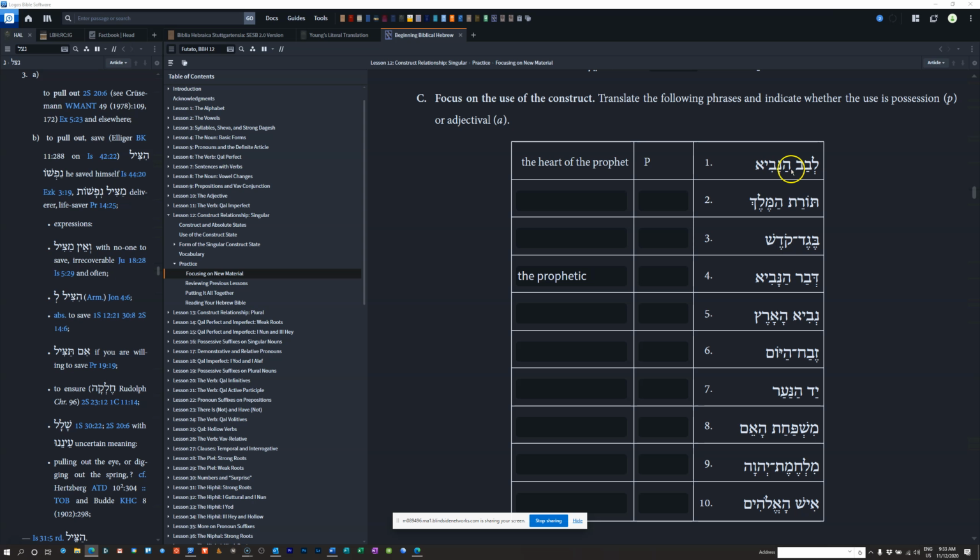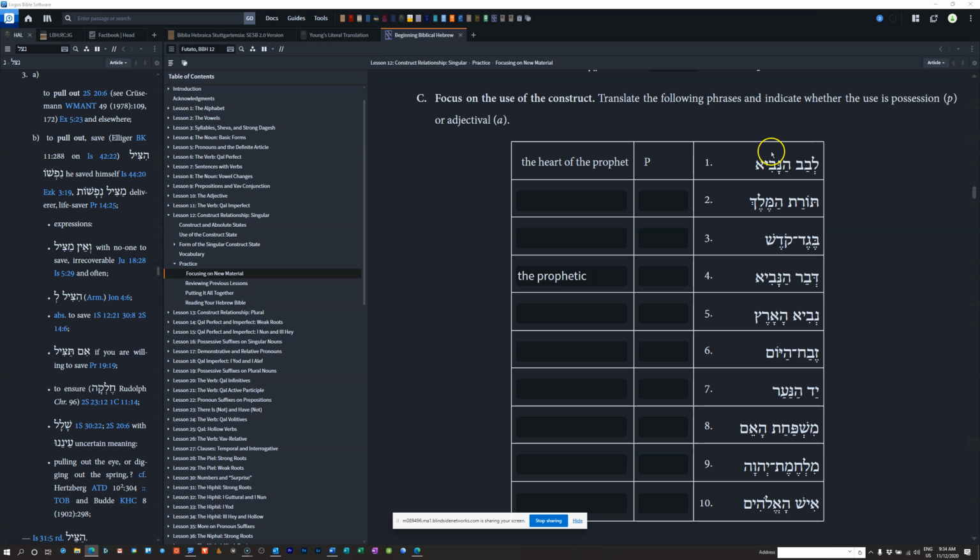Here, lavav is definite because its absolute, hanavi, is definite. So we would say "the heart of the prophet." So think about that phrase, the heart of the prophet. Is this some sort of a description of the heart? Or is this more likely connoting possession of the heart? Whose heart is it? One of the unfortunate things about this exercise is a lot of times this decision is dependent on broader context. So there's going to be a few of these that could go either way.